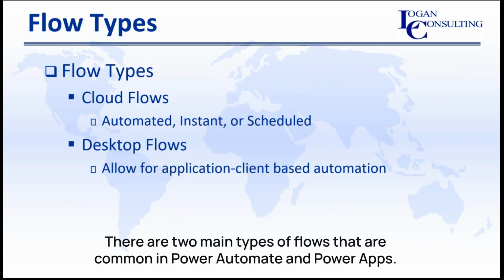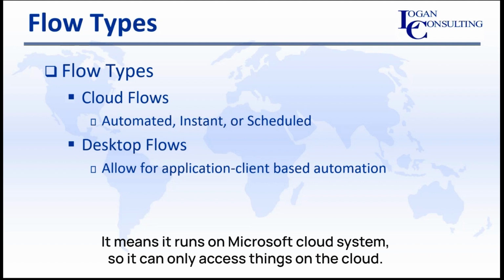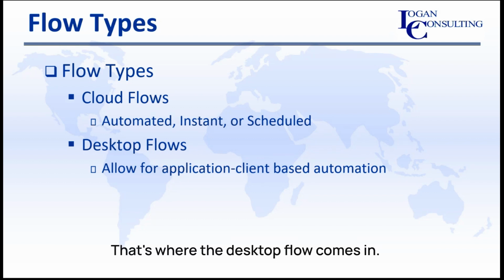There are two main types of flows that are common in Power Automate and Power Apps. The most common is cloud flows. A cloud flow is in the name, really. It's cloud-based. It means it runs on Microsoft's cloud system. So it can only access things on the cloud. So if I have something like an Excel document that's local to my computer, I cannot modify that with the cloud flow. That's where the desktop flow comes in.